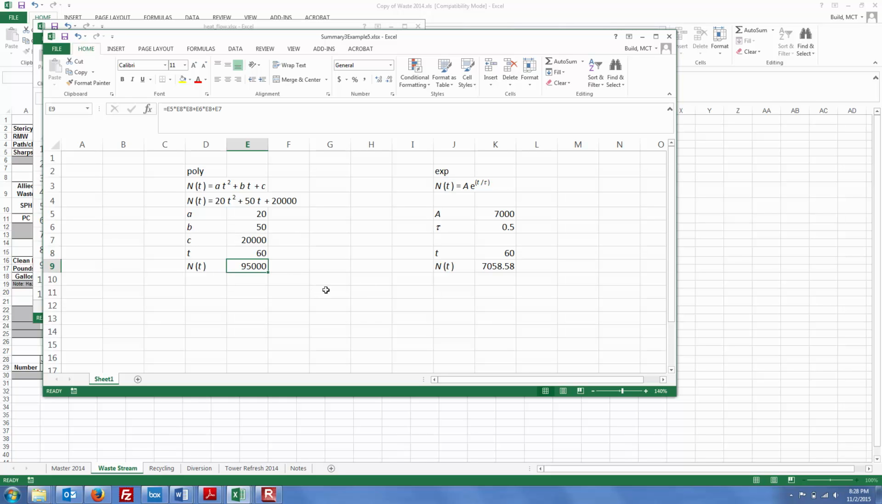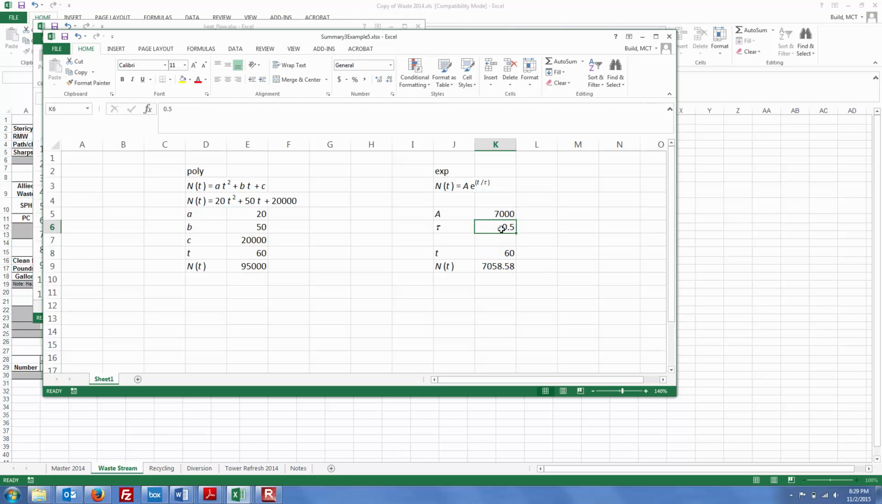Now for the exponential, it's going to give you something like this, where n is a coefficient times e to the t divided by tau. So tau is going to be your time constant, and a is the only coefficient you have. Again, you're going to use t as 60, and then in this little cell, you're just going to type equals K5, which is 7,000, times the exponential function, which is K6 in this case.